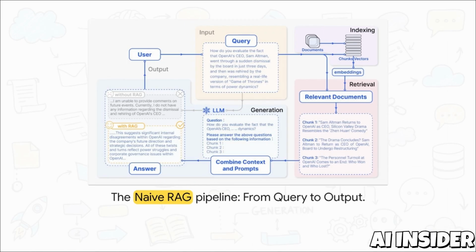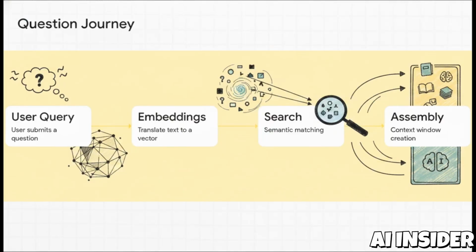This basically grounds the LLM in actual verifiable facts before it ever generates an answer. Step by step, the journey looks a bit like this. First, the user query is submitted. Second, we generate an embedding, which is just a fancy way of saying we translate the text into a mathematical vector. Third, we run a semantic search to find information that matches the actual meaning of the question, rather than just doing a basic keyword match. And fourth, we assemble that retrieved information into a context window for the AI to read. So, instead of trying to store the whole world in its brain, the AI just learns to look things up precisely when it needs to.